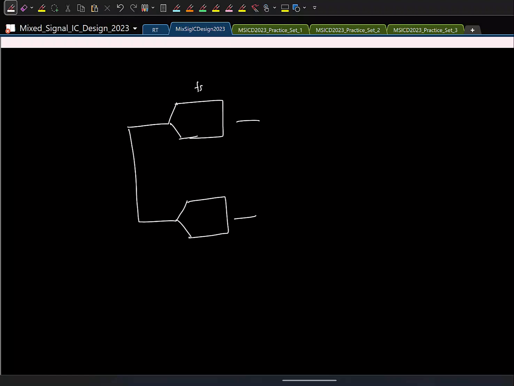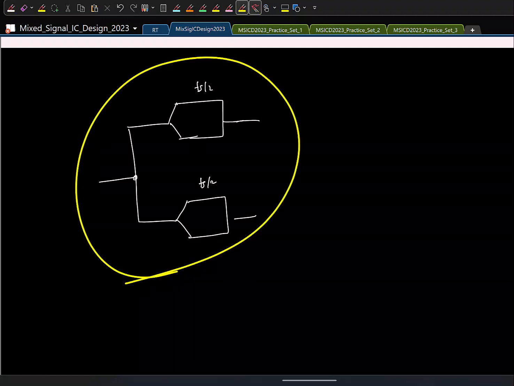Yeah. So let us say I have a 2x ADC, a 2x interleaved ADC. This is the first ADC, second ADC. Each of them is operating at fs by 2, and the clock to the second ADC is shifted by Ts. That's all taken care of. So the overall structure, it will be sampling at what speed?